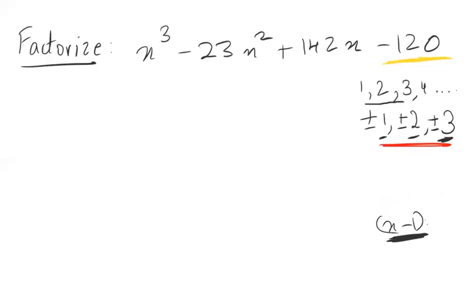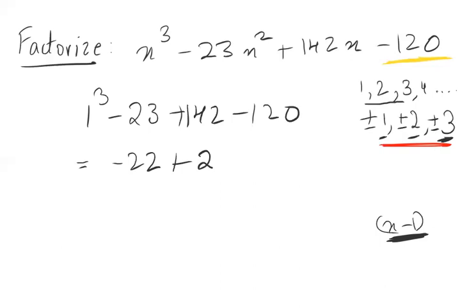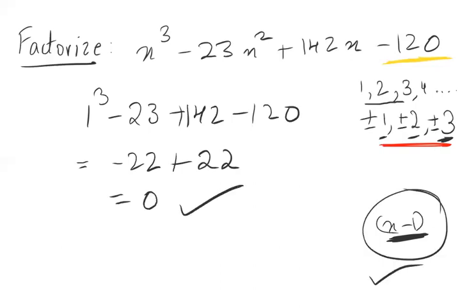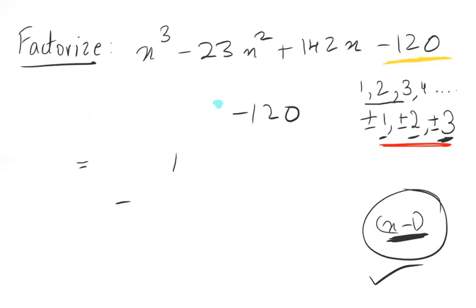Keeping x as 1, 1 cube minus 22 times 1 square plus 142 times 1 minus 120. What do you get? Minus 22 plus 22. Yeah, so x minus 1 works. We took x is equal to 1, which is x minus 1 is equal to 0. Same thing. So now what are we going to do?